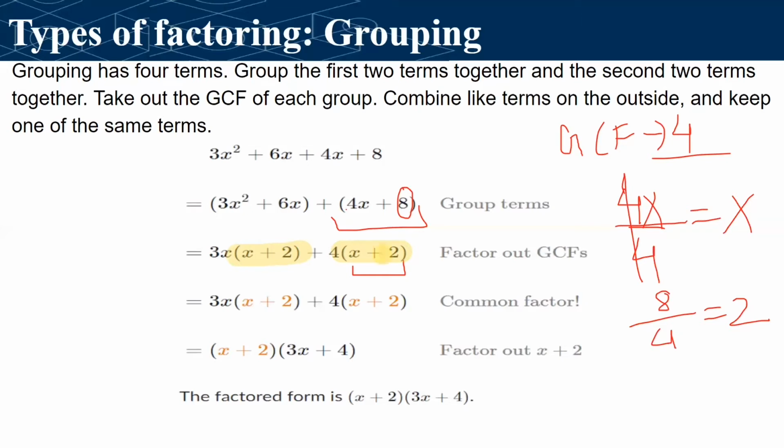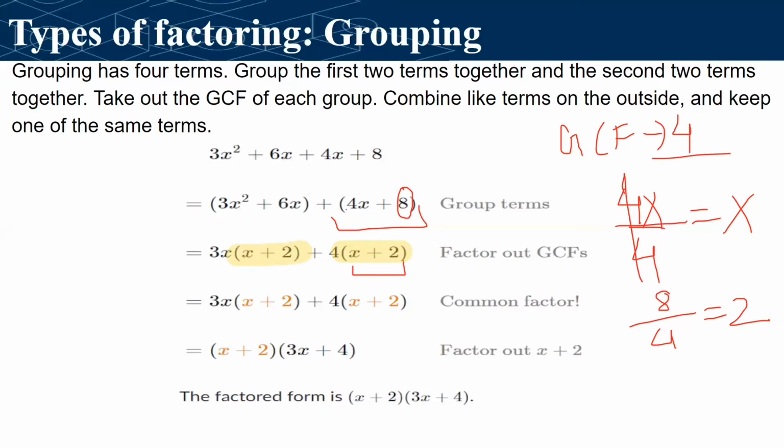You have x plus 2 and another x plus 2, and they are not like terms. I apologize for that. They are common factors. So after you are done factoring out your GCF, you should be looking for common factors. If you have a common factor, you are on the right track. If you do not have a common factor after you are done factoring out the GCF for the second group, please go back and check your problem. You probably did something wrong, because that's the rule of factoring. You will have to end up with a common factor.